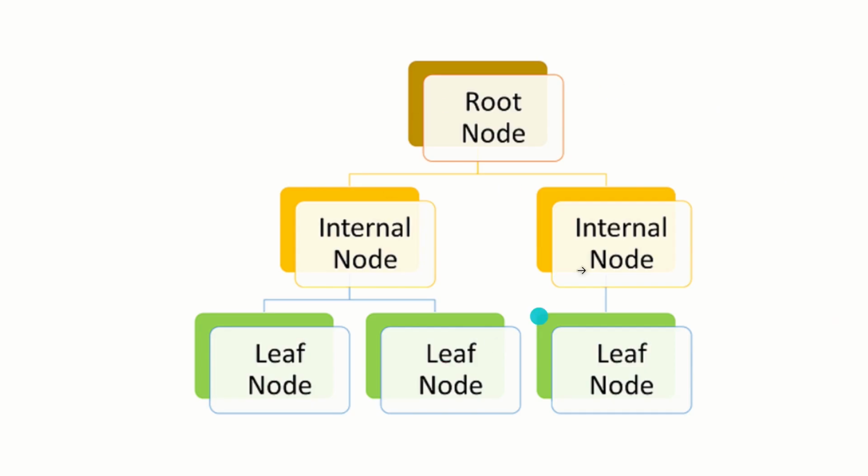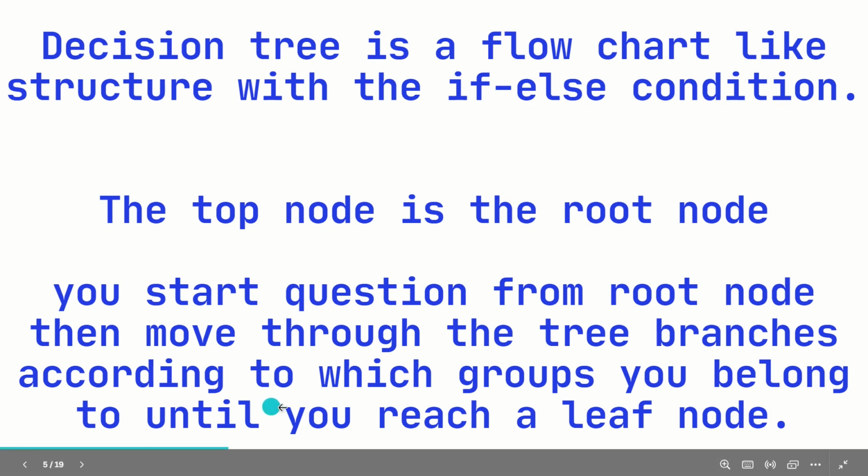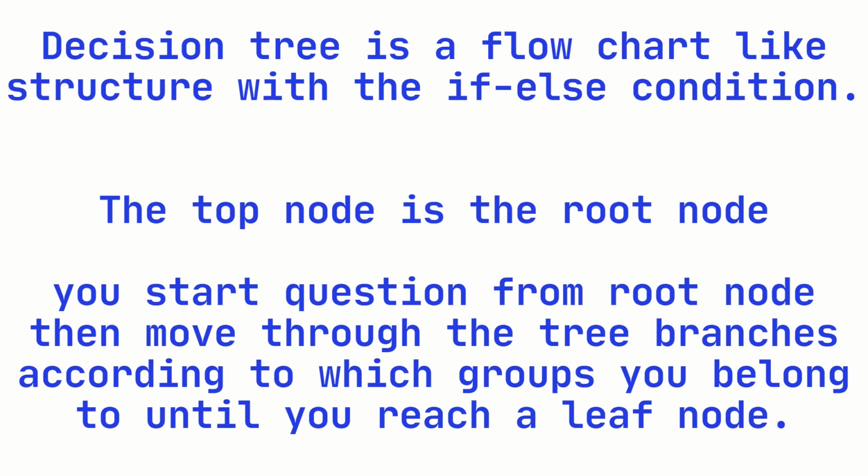So this is how the decision tree looks like, it's a diagrammatic structure. We have a root node available. In between we have internal nodes. At last we have a leaf node. So we can say the tree is complete when you get the leaf node. So a decision tree is a flow chart like structure with if-else conditions. The top node is called the root node, which I already showed you in the diagrammatic notation. We start the question from the root node, then we move through the tree branches according to which groups you belong to until you reach a leaf node. As I've already stated, your tree will be complete once you reach the leaf node. It means our classification is complete at that moment.